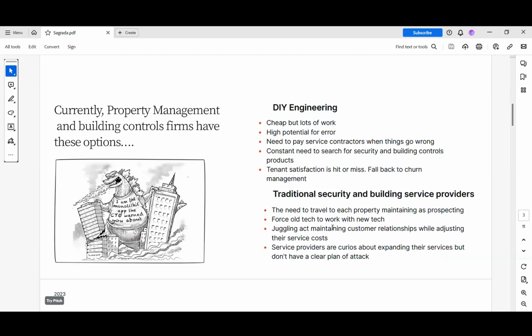Currently, this is how property management and control firms are handling this problem. They're either doing a DIY approach or, as I mentioned before, the security and building controls providers and service providers are doing the same thing they've been doing for decades. But they're running into the rub of doing business the old way. They're having issues addressing the new needs of property owners, especially those who want to focus on retaining occupants, whether residents or more corporate occupants of a building, and who want to retain them and reduce churn.